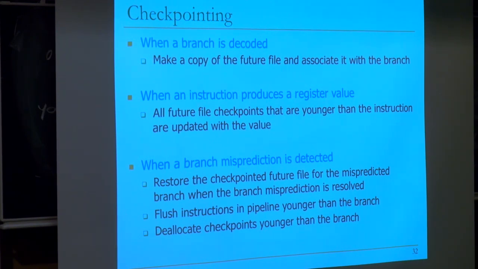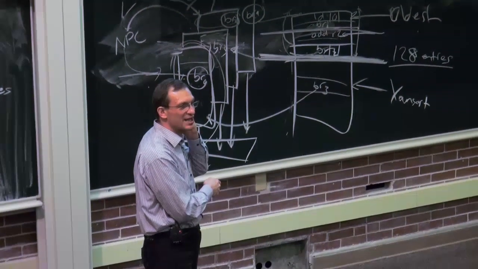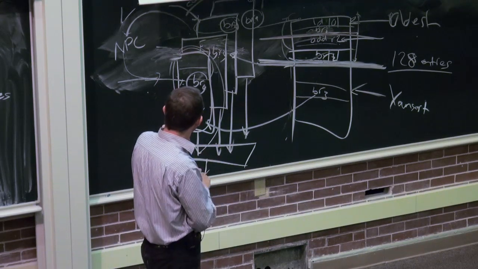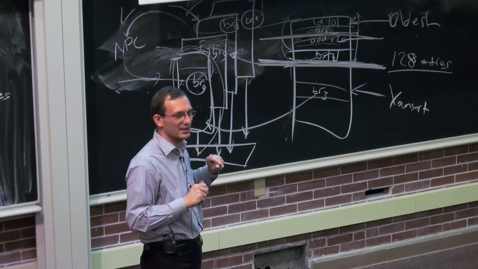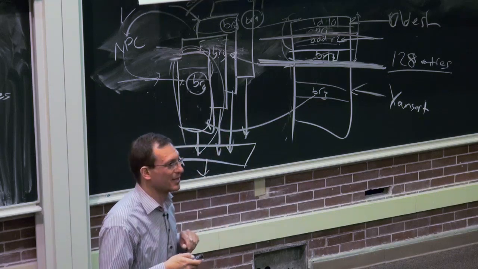Implementation-wise, well, it could be a lot of overhead, right? Now you have n copies of the future register files. You could potentially make this simpler by only storing those values that change between checkpoints. Right? And people have considered implementations like that. But I'll let you imagine.